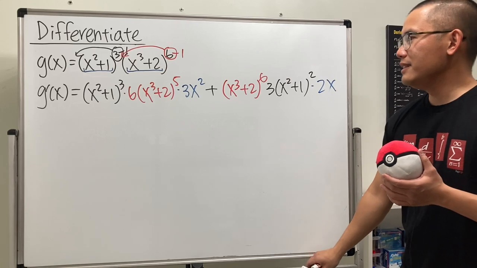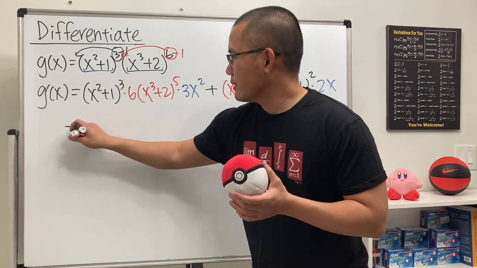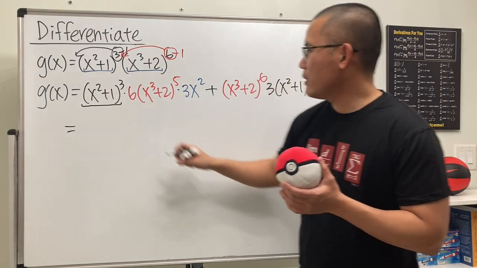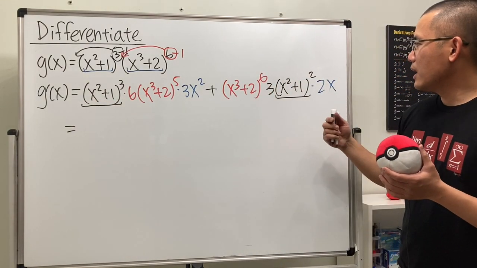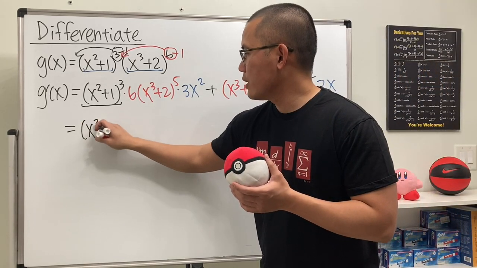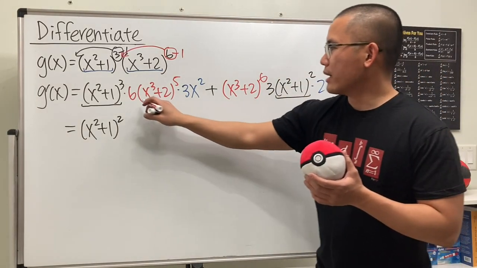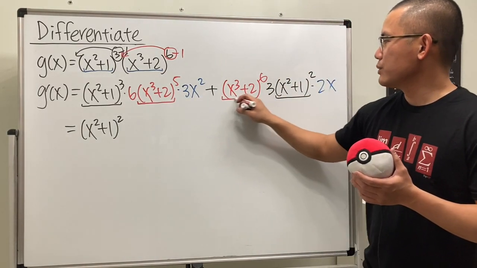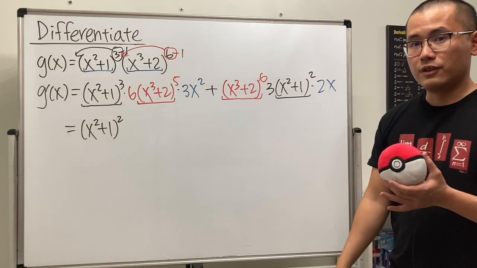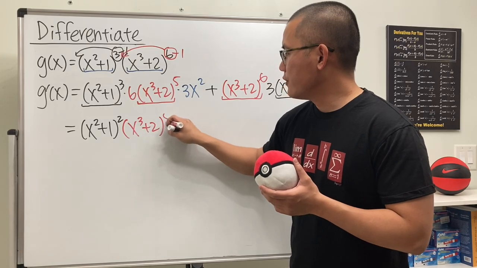And now let's see if there's anything that we can simplify. We can factor things out. So for example, if you see this part and that part, we can factor out the square, yeah? So that's going to do that. Parentheses, x squared plus 1 squared. Good. And then for the red part, this is to the fifth power, this is to the sixth power, so we can factor out to the fifth power. So parentheses, x to the third power plus 2 to the fifth power.